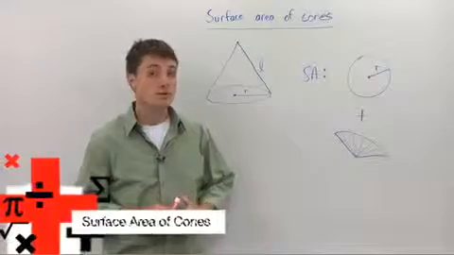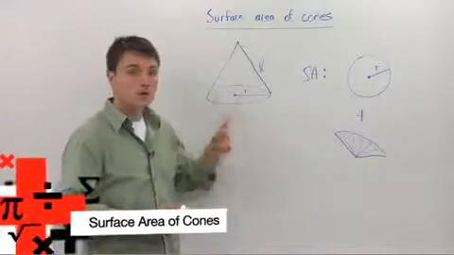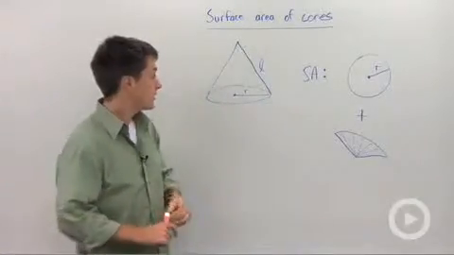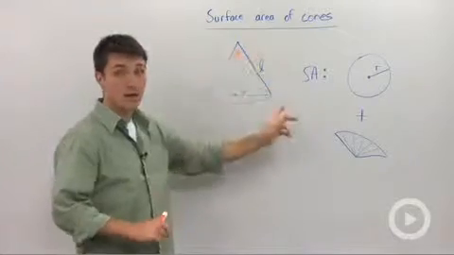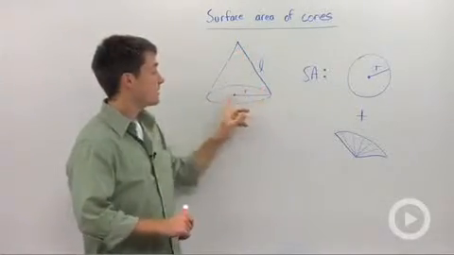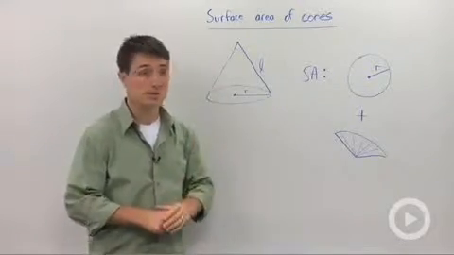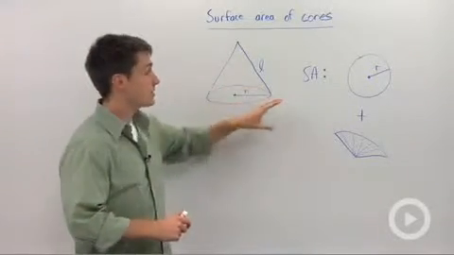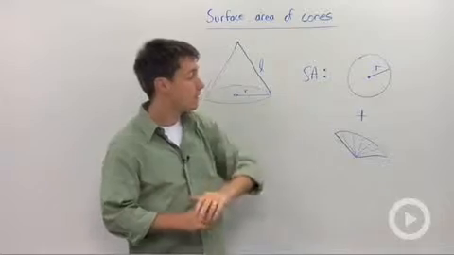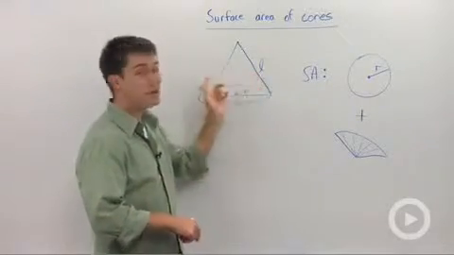If you want to calculate the surface area of a cone, you only need to know two dimensions. The first is the slant height, L, and the second is the radius. So what we're going to do is separate this into two pieces. The first is the base, which is a circle with radius r, and the second is the slant height, L.